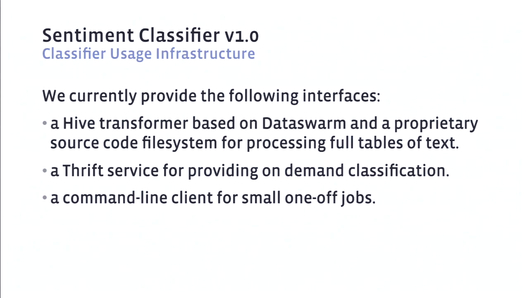So what we currently have is a Hive transformer. I'm not a Hive expert, but what a Hive transformer does is just some script that reads from standard in and writes to standard out, and it essentially transforms the data in some way. So we're able to write back to Hive or write back to some other data store. We also have a Thrift client, or a Thrift server, I should say, that provides on-demand classification, and a command line client for analysts that want to do small one-off jobs.